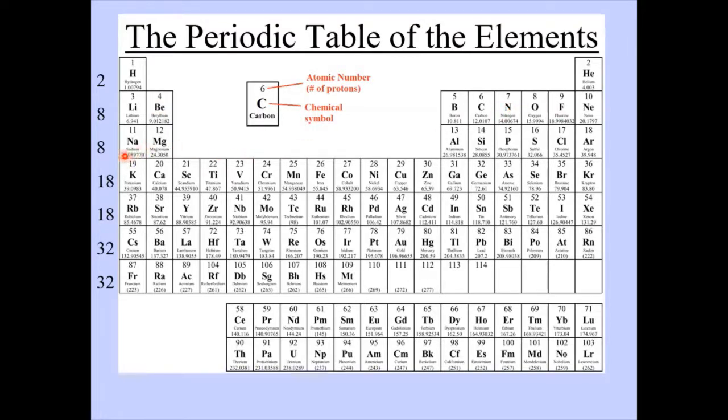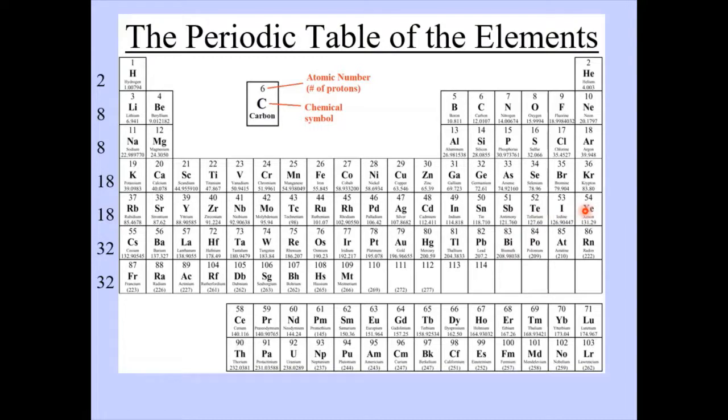The third shell holds 8: sodium, magnesium, aluminum, and so forth. The next shell after that holds 18. So that's potassium, calcium, etc. All of these 18 elements here are filling up that fourth shell. The fifth shell also holds 18. So there are 18 more elements in this row here.